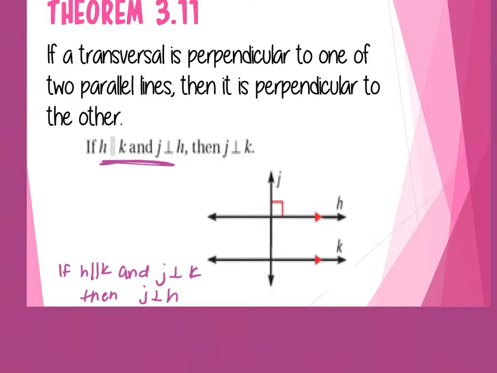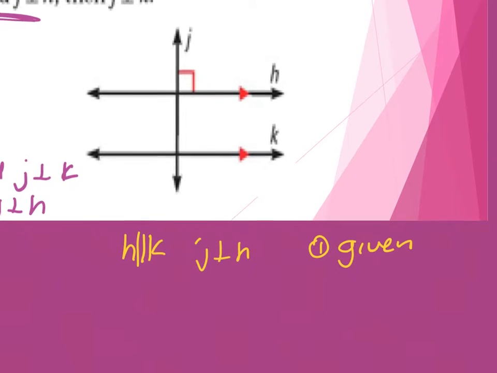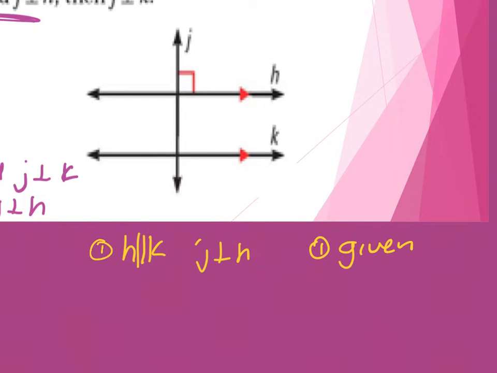Questions on that one? All right, and again, think long way around this. So if I knew that H is parallel to K and J is perpendicular to H, and that's given, and I didn't remember this theorem, how else could I prove that those second pair are perpendicular?